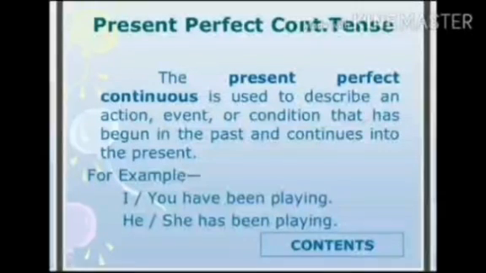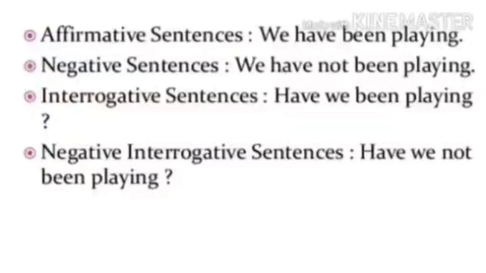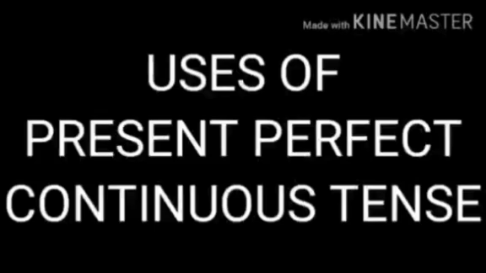And for this present perfect continuous tense also, the affirmative sentence, like affirmative means general sentence, we can take I have been studying. I have taken that example. Negative sentence, I have not been studying. Interrogative, have you been studying? Have I not been studying? These all in negative or negative interrogative we can take. Affirmative, negative, interrogative sentence and all. Okay, now let's move on to uses of present perfect continuous tense. Right?